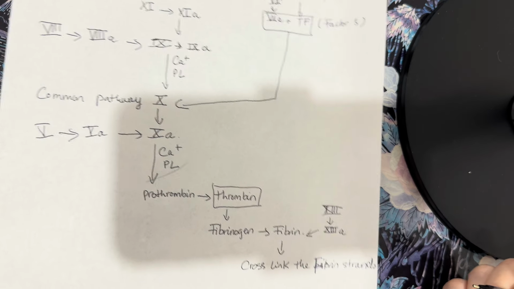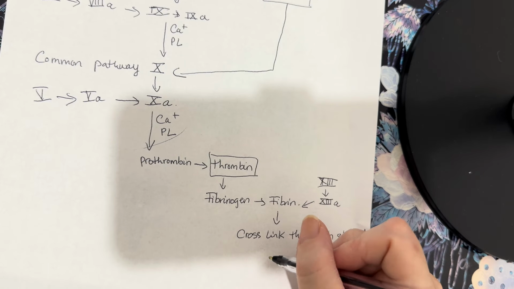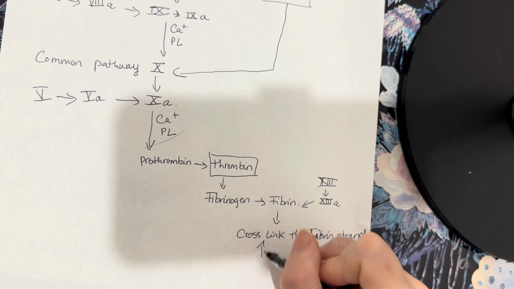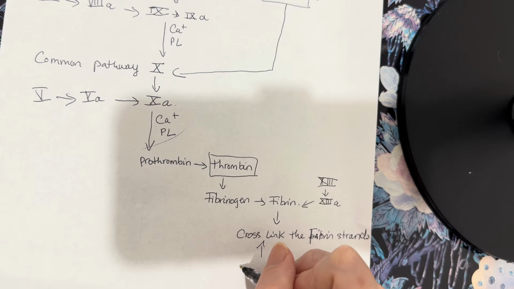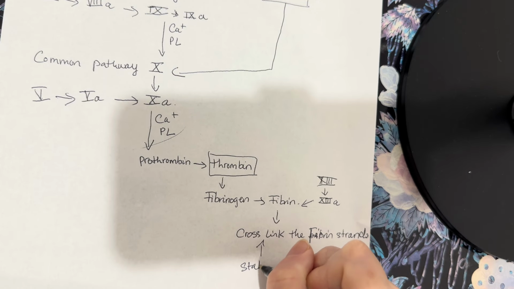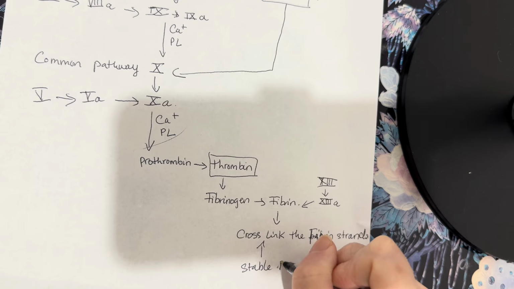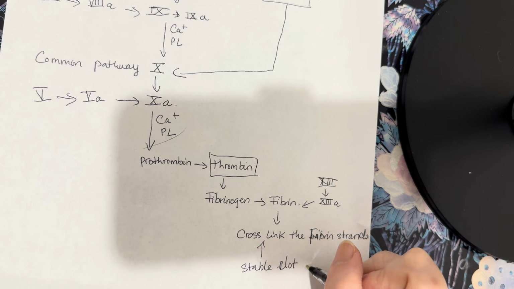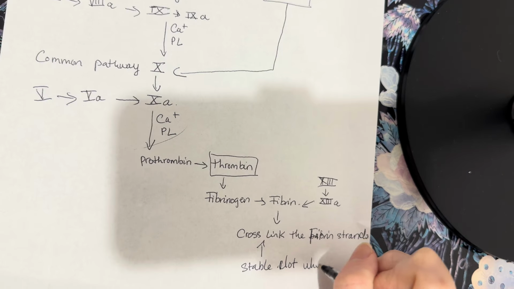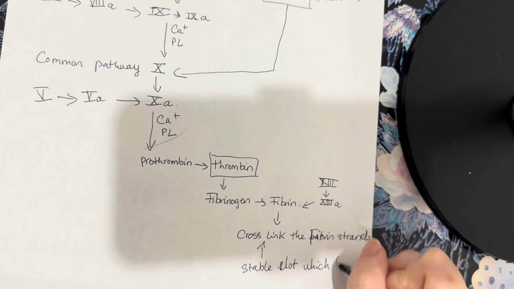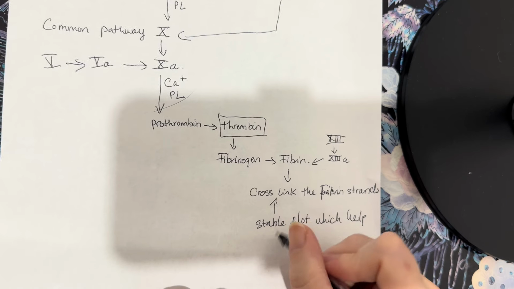This is the final step for the coagulation cascade, because this step will make the clot stable, which will help stop the bleeding.